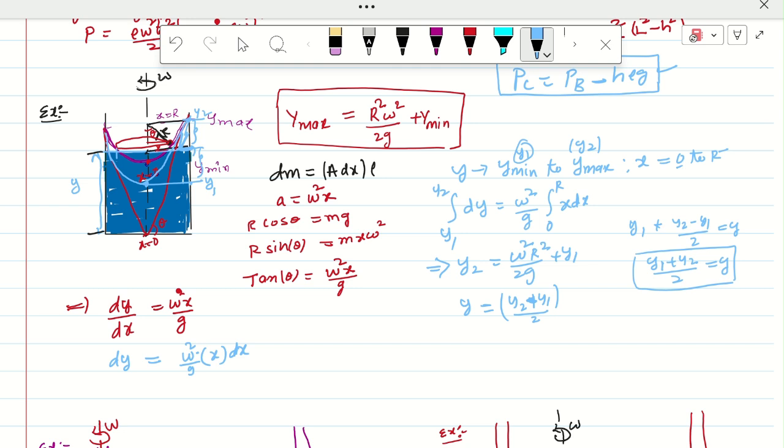So substituting in terms of y, y1 plus y2 is equal to y, and y2 minus y1 is equal to r omega square by 2g. So like that, this is the answer. And here the volume of this paraboloid, this volume I want to find out. So the volume of the paraboloid is equal to y2 minus y1 by 2 into area, length into half of y2 minus y1 into area. So that is the volume of the paraboloid.